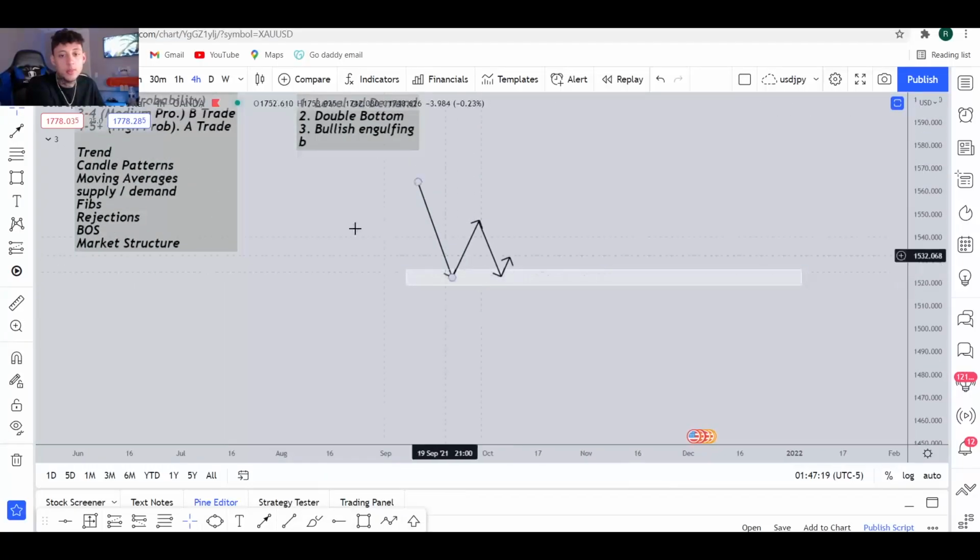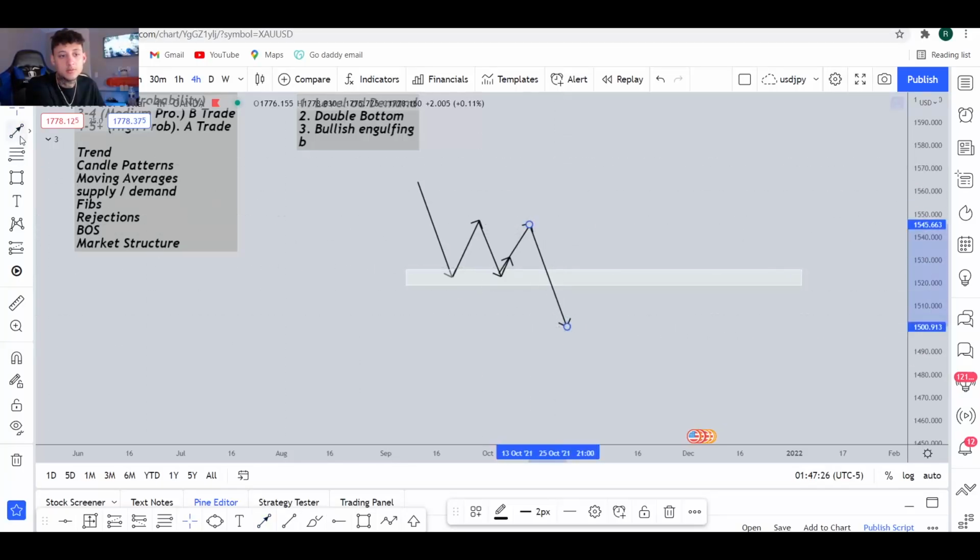Now, let's say price does something like this. You close your double bottom, great. Let's say price does something like this now.